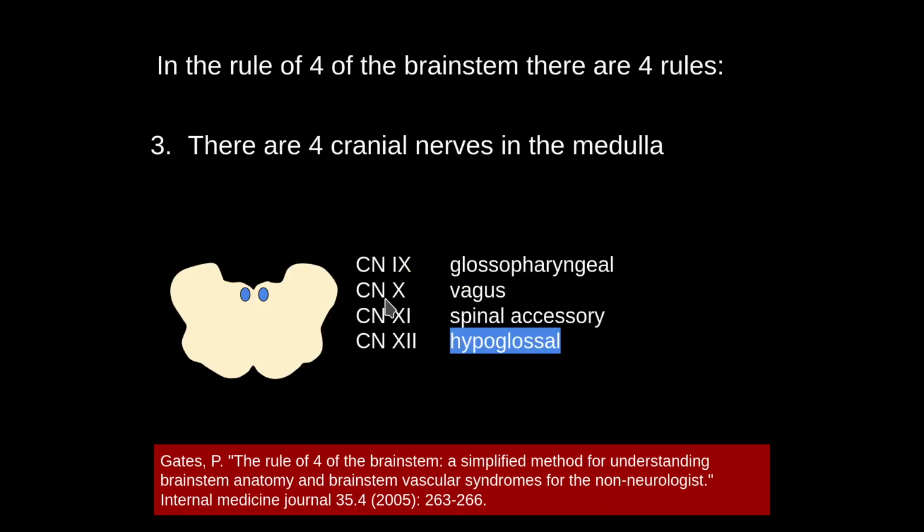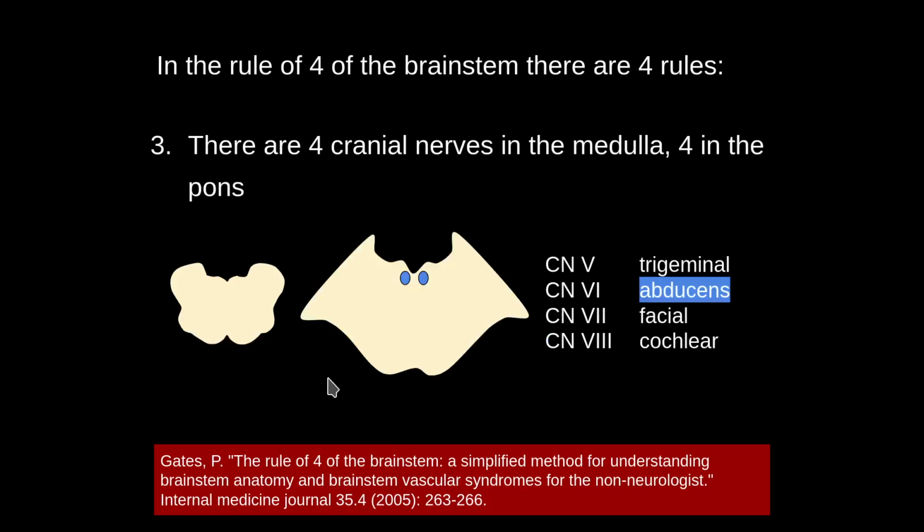So, again. 4 cranial nerves in the medulla. So, correct? There are 4 cranial nerves in the medulla. It's 9, 10, 11, and 12. Highlighting the 12 because it is a voluntary cranial nerve, gray matter. So it's blue. The rest are not automatic. Although this one technically is, but it's not in the brainstem, as I told you earlier.